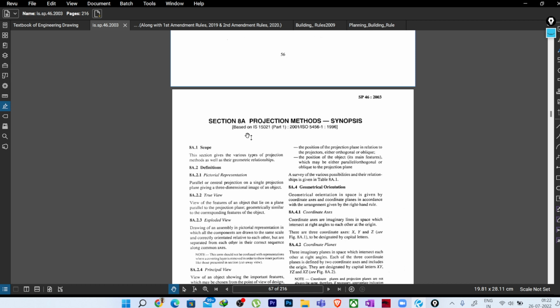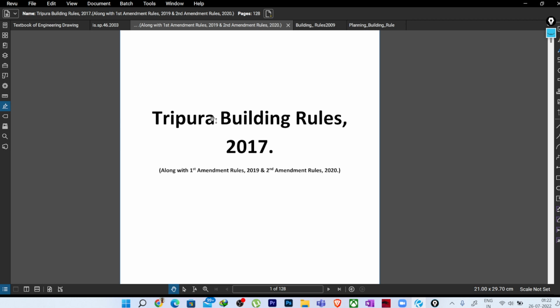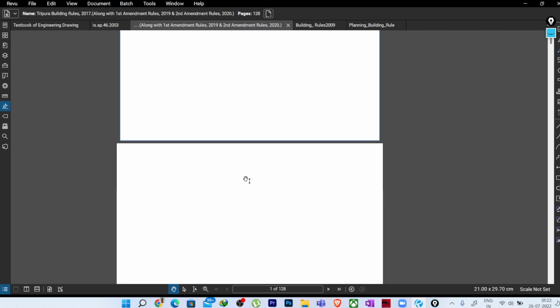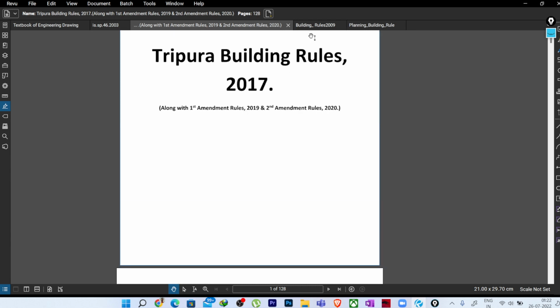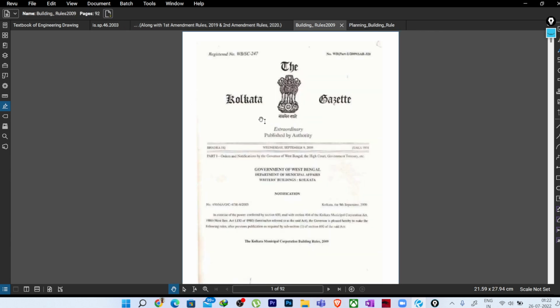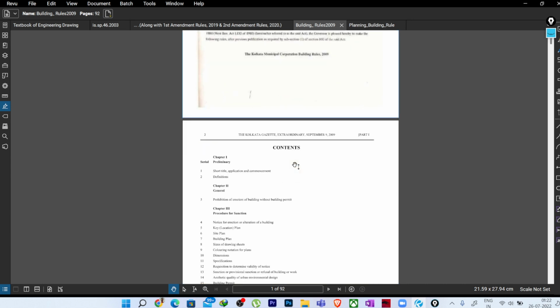In the next session, we will understand different rules of different local authorities. Here I have one book, the PDF of the Tripura Building Rules 2017. This is one book that we need to understand, and I'll be explaining it. Then we have another set of rules, for KMC, Kolkata Municipal Corporation. It also has its own rules for making the submission drawings. Submission drawing means the drawing which you need to submit to the municipal authority for taking the approval of construction, or the approval to make it possible on the site.